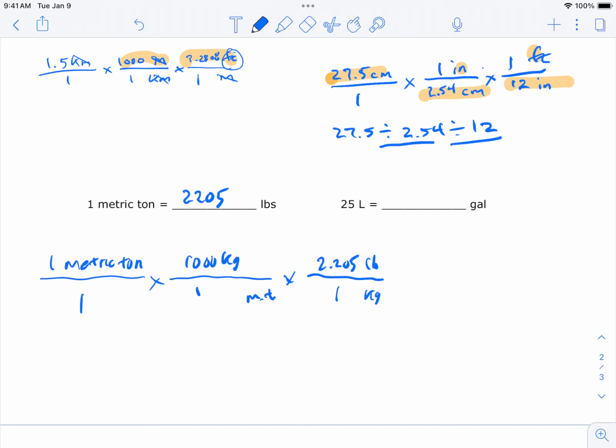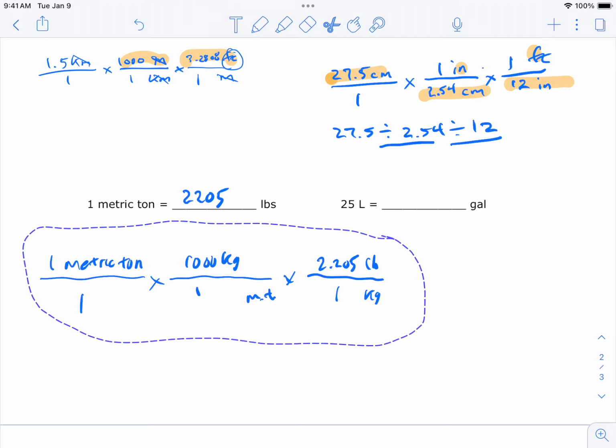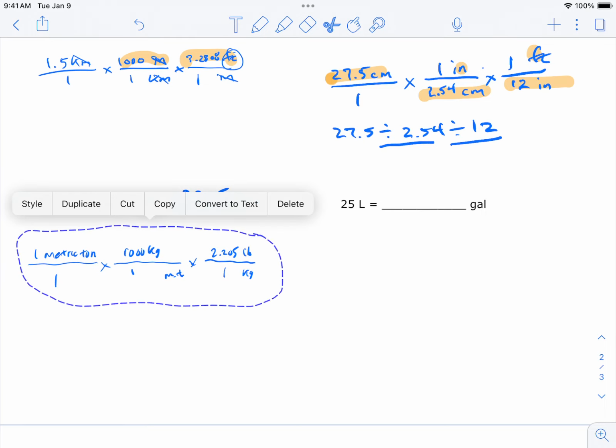So remember, a regular ton is 2,000 pounds. A metric ton's a little bit bigger. So if somebody wants to give you a metric ton, say, ooh, I can dig it. I like big tons.